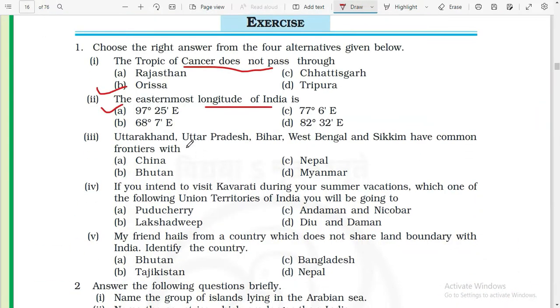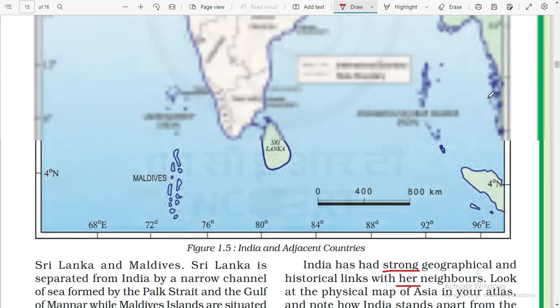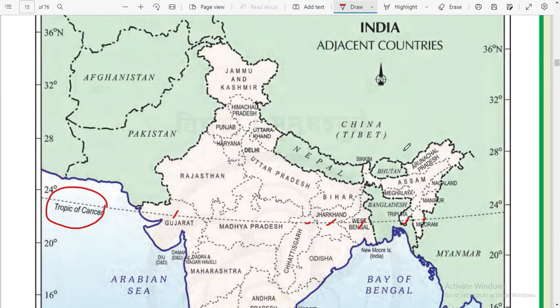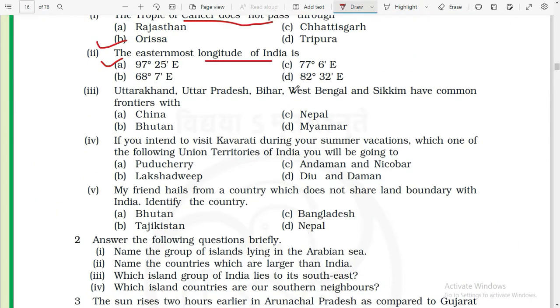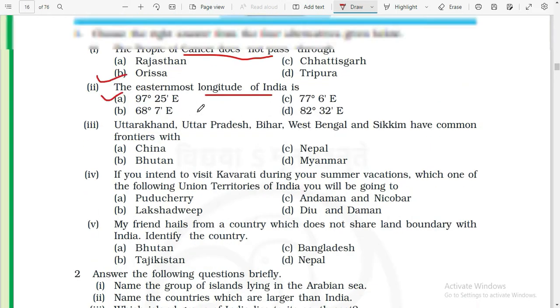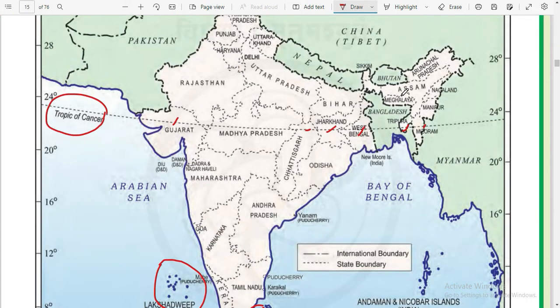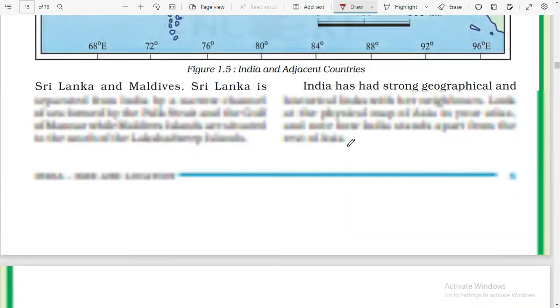Now, Uttarakhand, Uttar Pradesh, Bihar, West Bengal, Sikkim have common frontiers with... So when we say frontiers, the meaning is they share a land border with which country they are asking. So Uttarakhand, Uttar Pradesh, Bihar, Sikkim, they share a land border with Nepal. West Bengal also shares common frontiers with Nepal.